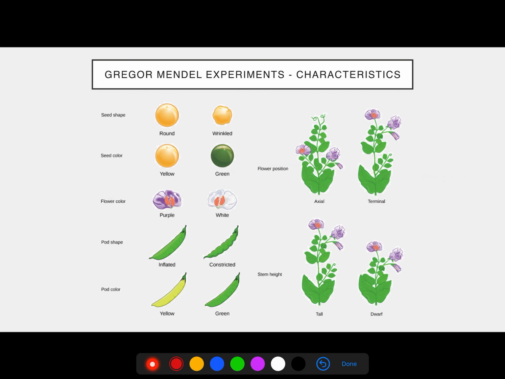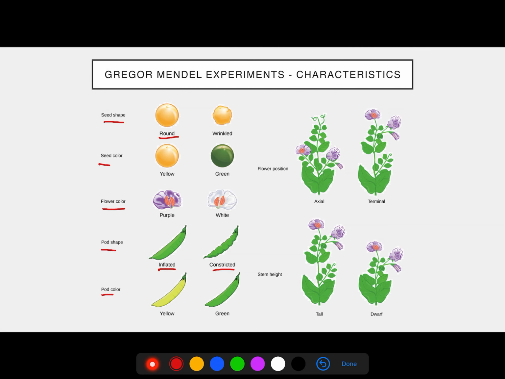So what he did was he actually followed several characteristics. We're probably only going to talk about a couple of those in this lecture, but seed shape, seed color, flower color, pod shape and pod color. And usually these were either green or yellow, or tend to be the colors and stuff like that. Wrinkled and smooth, or round actually, is the phrase that is used in this image. And then you might look at the pod and say inflated or constricted.